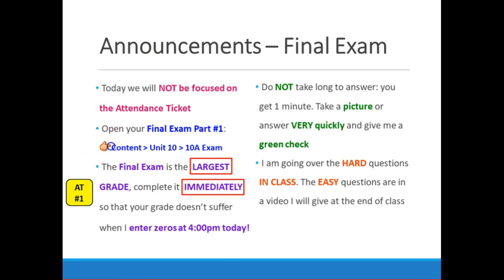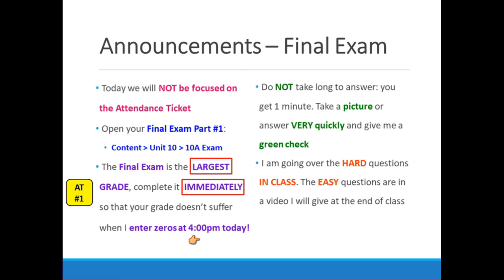If you're watching the recording, you go to the Content tab, find Unit 10 on the left side menu, scroll down, and find where it says the 10A exam. Now really quickly, guys, the final exam is the largest grade in the entire class. Remember, it's 2 parts, so both parts together make it a gigantic grade. So we want to make sure that we complete it right away because we don't want our grade to suffer, because I will be entering zeros once it's due. That doesn't mean that you can't still do it. It just means that you'll see a 0 until you get it done.